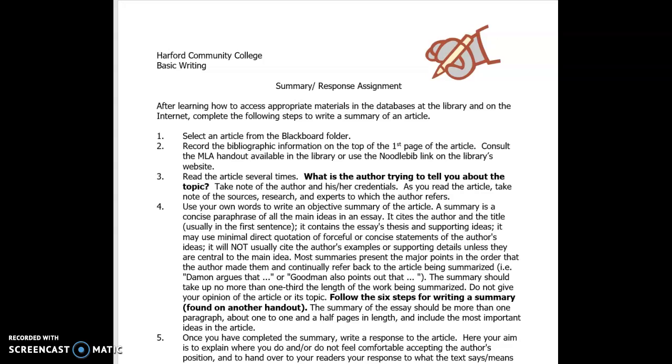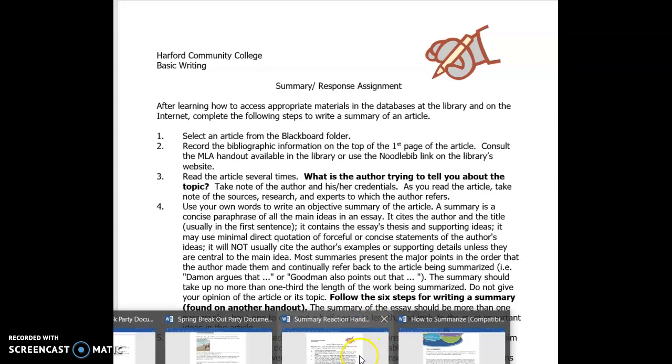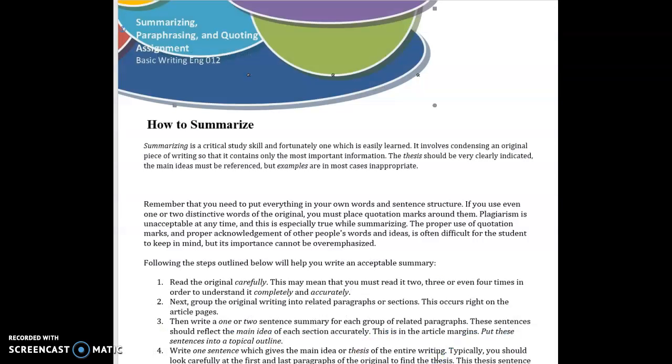Hi, so I'm going to talk about the summary response assignment. I uploaded two files in the summary response folder on Blackboard. The first one is the summary response handout that looks like this. The second one is how to summarize that looks like this. And then there were three article choices.